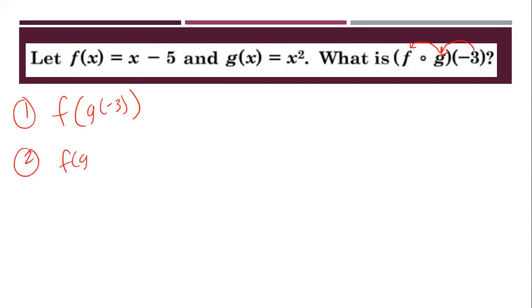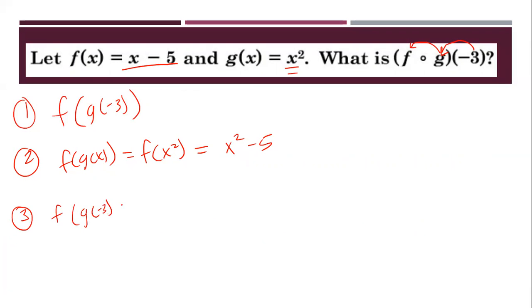So I'm going to actually do f composed of the function. f of x is x minus 5, but instead of just an x, it's going to become x squared. So that's what I'm working with, x squared minus 5. So the answer, what is f composed of g at -3? It equals -3 squared minus 5. A negative times a negative is a positive. 9 minus 5 equals 4.